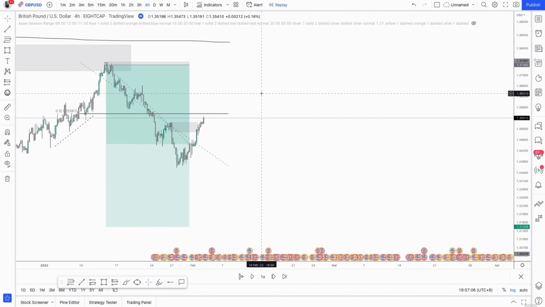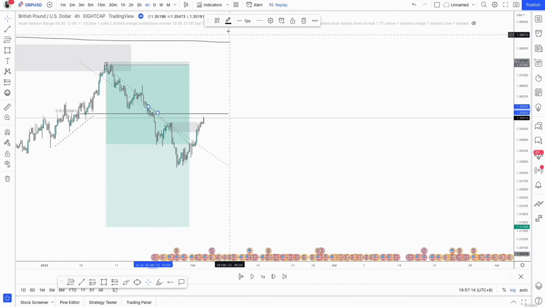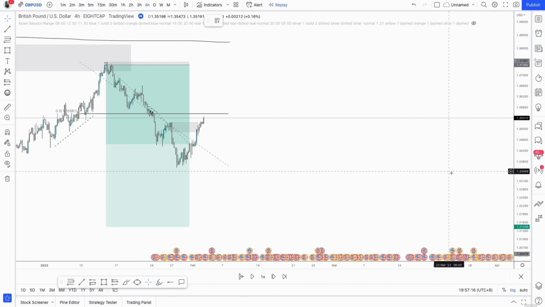So if I look at this personally, what I would recommend identifying is this as lower time frame liquidity. So let me just zoom in so you guys understand exactly what it is that I'm trying to show you. So we can remove this.